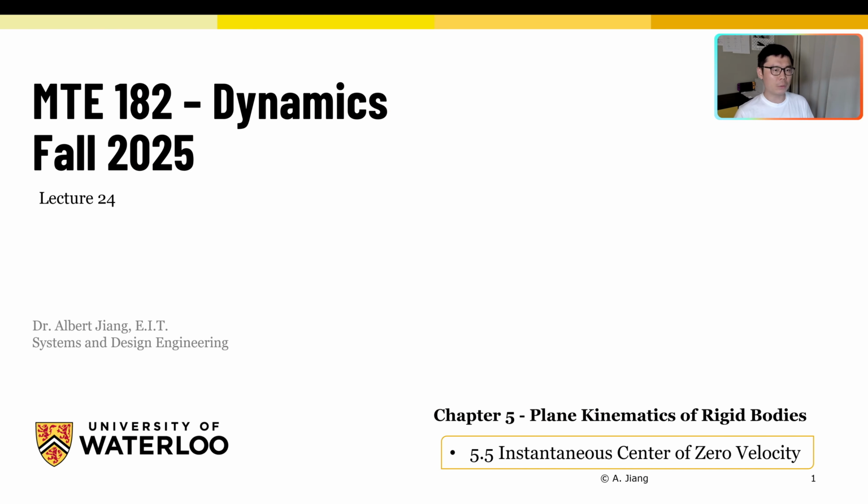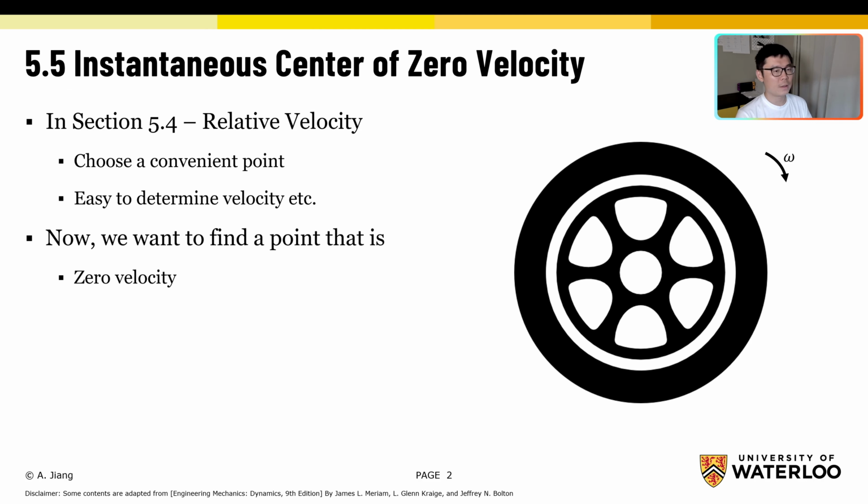In this video, we will look at a special point in rotational analysis, the instantaneous center of zero velocity. In section 5.4, when we were doing relative velocity, I mentioned it is often that we choose a convenient point where we can get its velocity or acceleration easily. Then we use that point to find out everything else. In this section, the special point we're going to look at has a very unique feature, zero velocity.